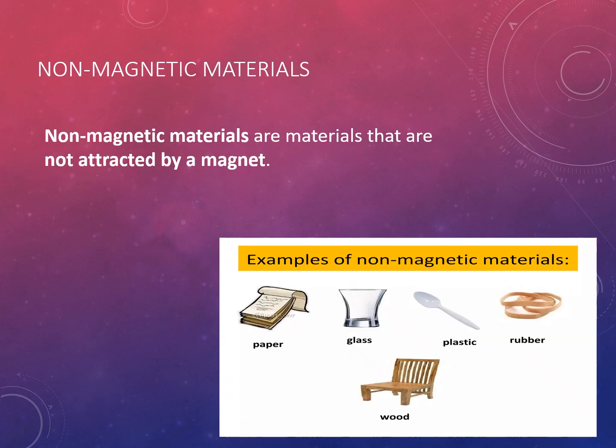Now, what is non-magnetic material? Non-magnetic materials are the materials that are not attracted by a magnet. For example, paper, glass, plastic, rubber, and wood. If you keep a magnet near all these, still nothing will happen to them. They will not move from their place and they will not stick to the magnet. So that material we call non-magnetic material.